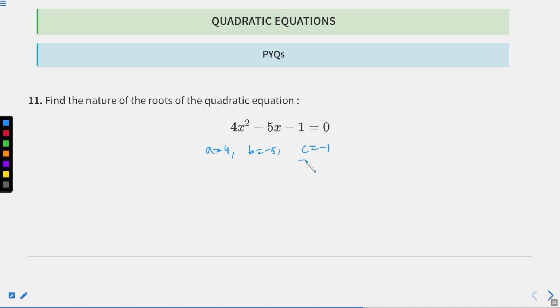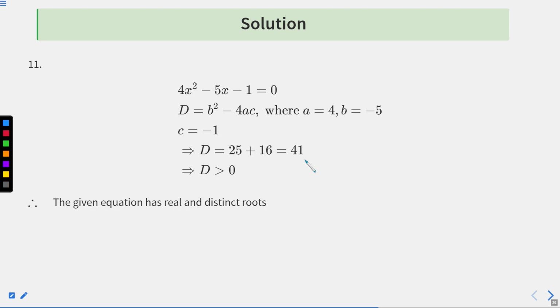So let us solve this problem. Here a is 4, b is minus 5, and c is equal to minus 1. And we know for a quadratic equation ax square plus bx plus c is equal to 0, the discriminant D is equal to b square minus 4ac. Now if we put the values of a, b and c, then we'll get the value of D. So D is equal to b square, that is minus 5 square, minus 4 times 4 times minus 1, that is equal to 25 plus 16, and this is equal to 41.